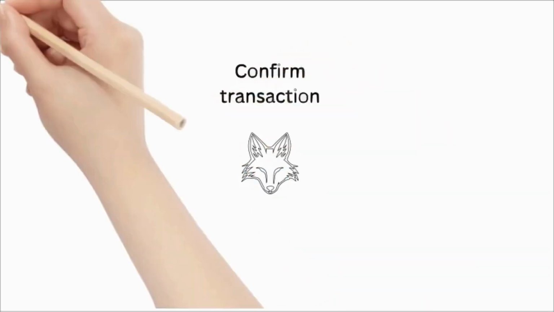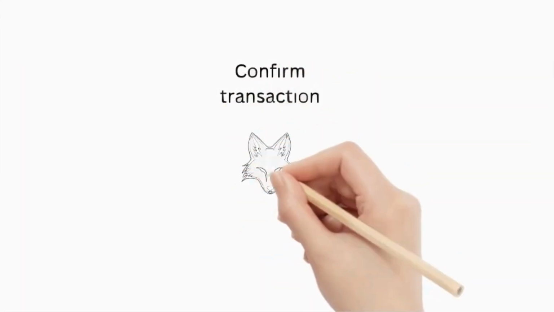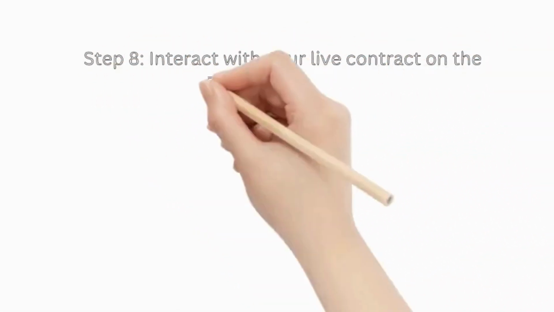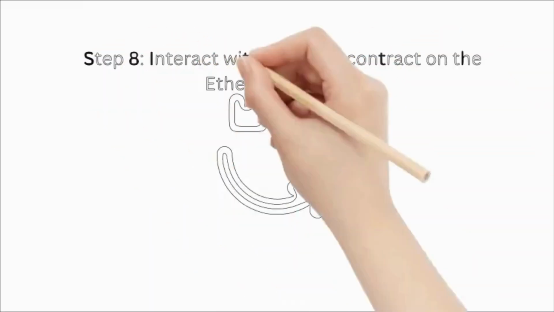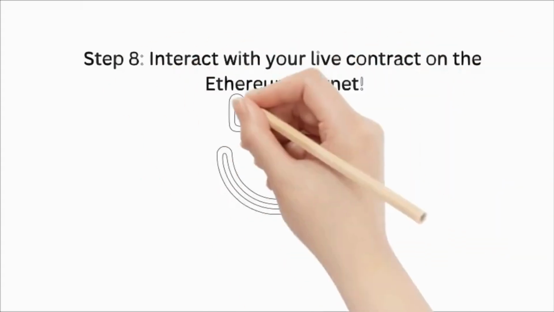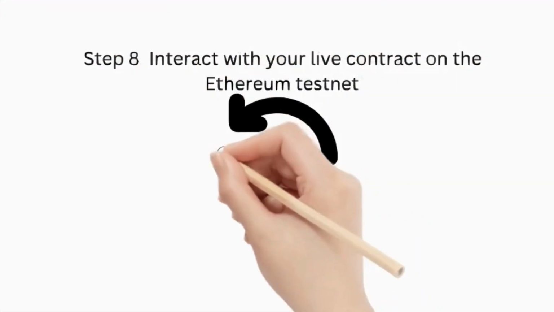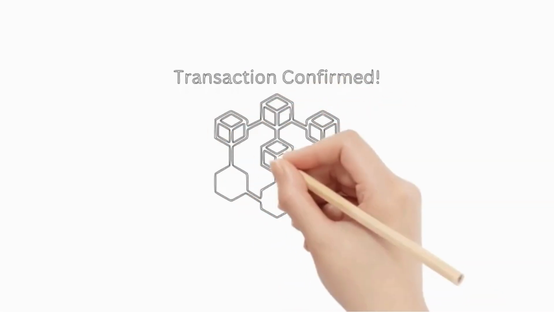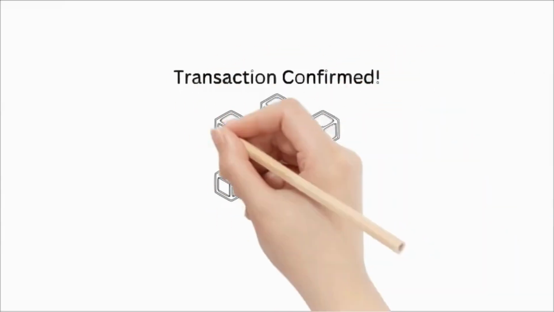Your contract is now live on the Ethereum testnet. You can interact with it just like you did in the testing phase. Try updating the message and see the transaction happen in real time. This is the same process you'd use to deploy a contract on the main Ethereum network. Just switch to the Ethereum mainnet in MetaMask and use real ETH for gas fees.